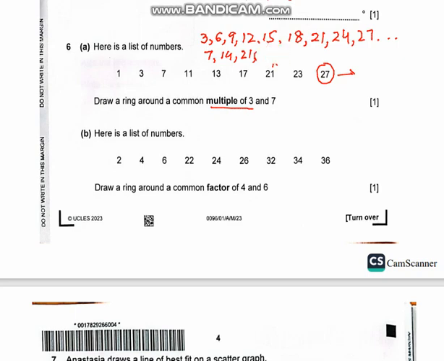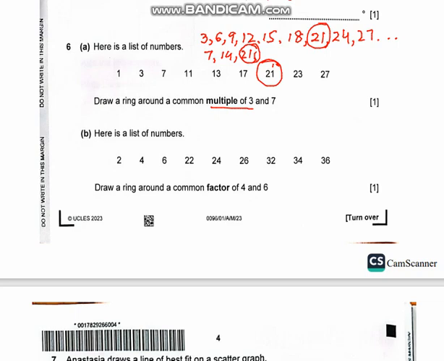Now I have to circle the common ones. 7 is not common, 14 is also not common, only number 21 is common. So I will just circle 21 over here. So draw the ring around a common multiple of 3 and 7, it is 21.